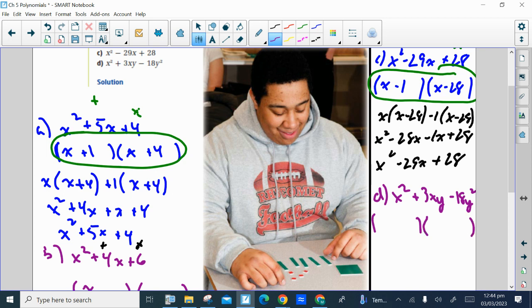The front terms will multiply together to get x squared, so you need x's in the first position, like we've been doing all along. But because the last term is minus 18y squared, part of that term is the y squared, which means we need to have y's in the second position of each binomial. The rest of it is done exactly the same. We're looking for two numbers that multiply to get negative 18, add to get positive 3. The numbers that work there would be positive 6 and negative 3. They multiply to get negative 18, they add to get positive 3.